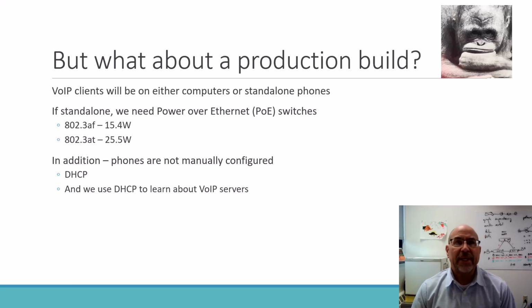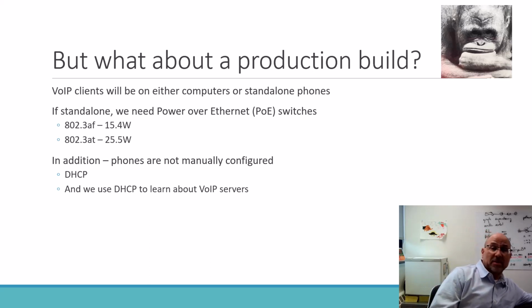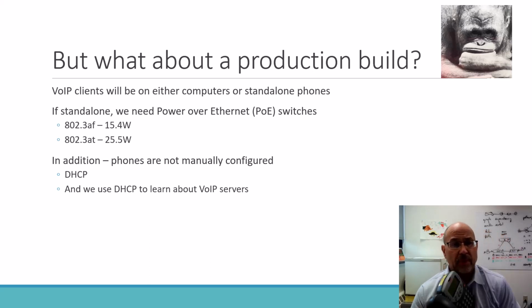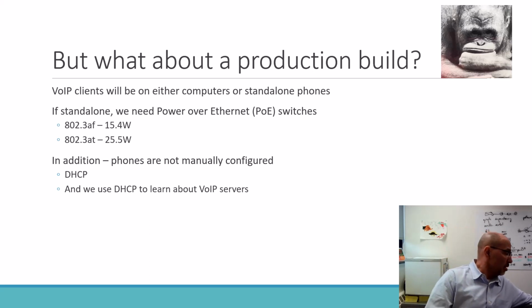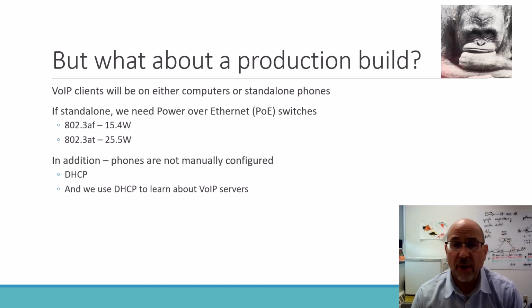Okay. Now in addition, phones are not manually configured. If I have a whole bunch of these, like this Avaya 4610, well, if I have a whole bunch of these, I am not going to run around and manually configure them like we did with the Linphone soft clients. The most common way that we do this is to use DHCP to give out the IP addresses, but we're also going to give out a TFTP server and a VoIP server of some kind with DHCP.